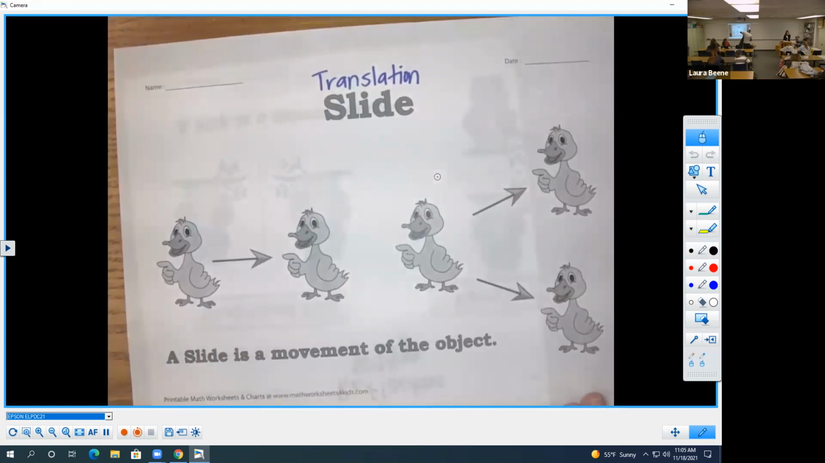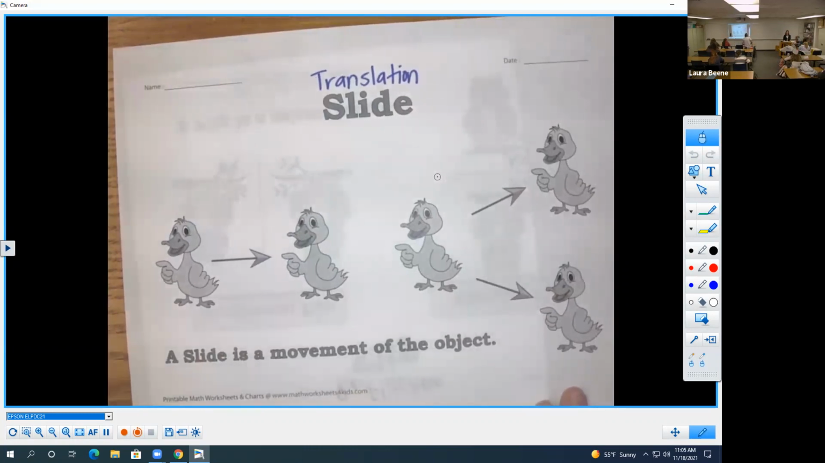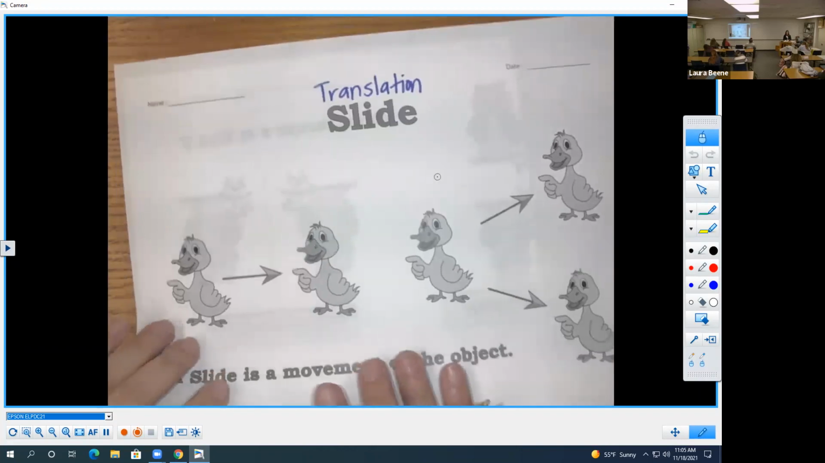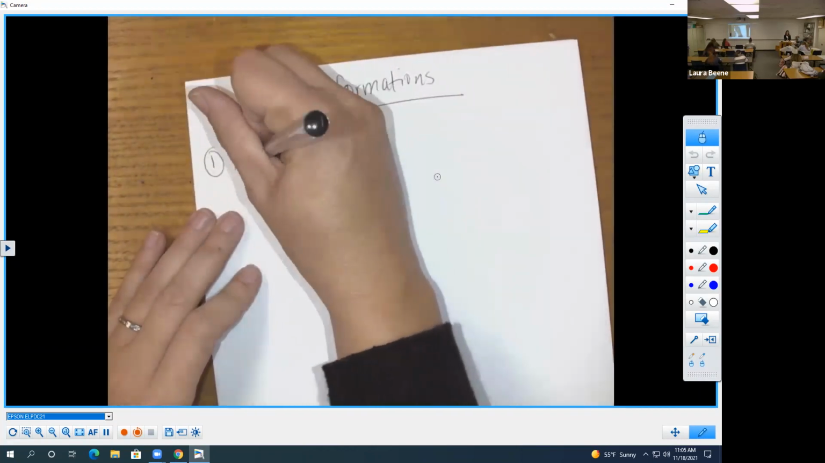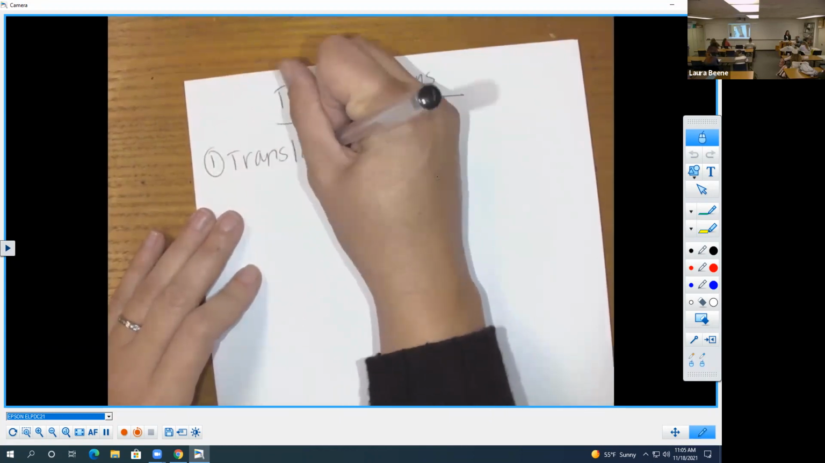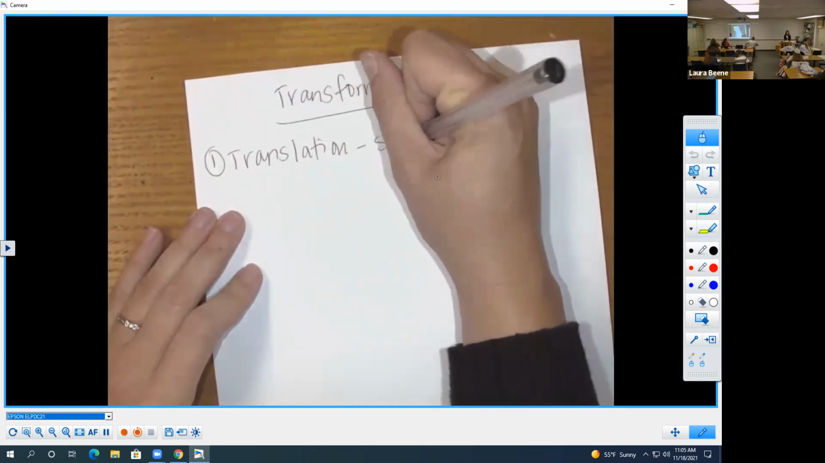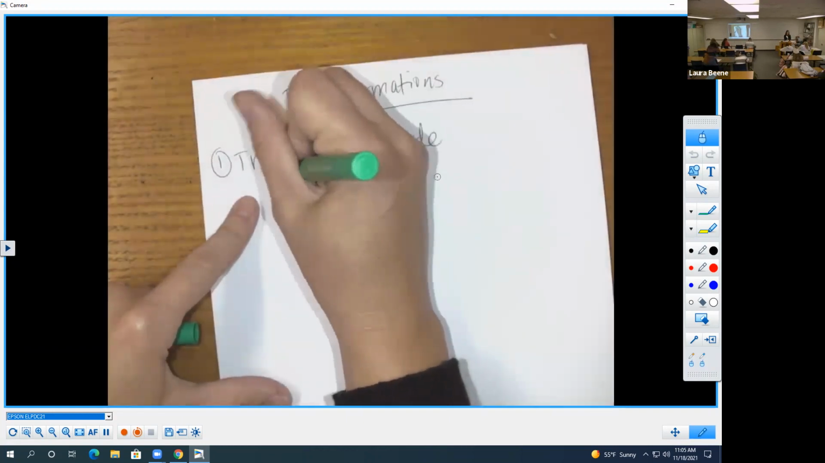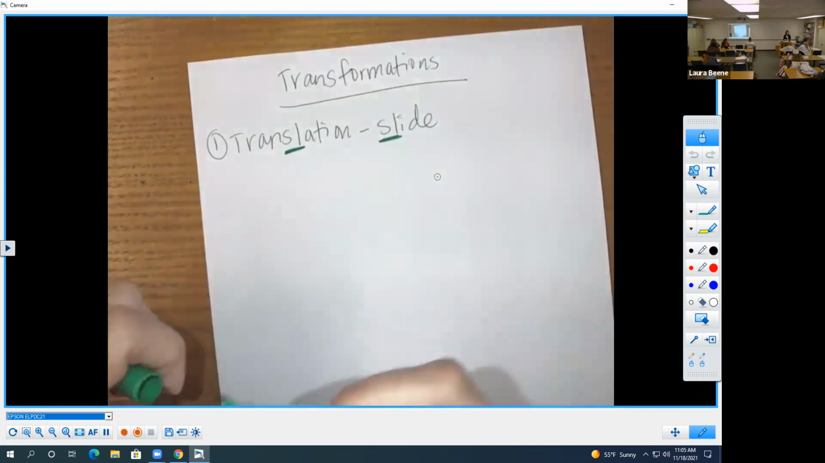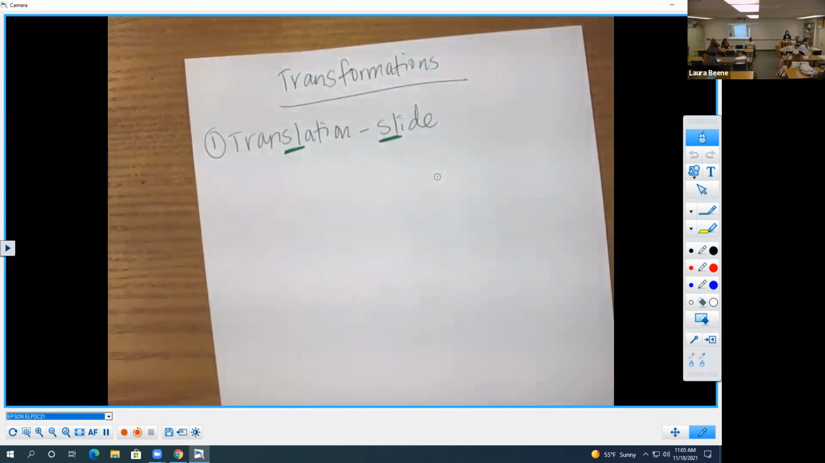It's literally just picking it up and moving it to the left, to the right, up, down. You don't turn it, you don't flip it, it's just sliding it around, okay? So one type of transformation is called a translation, which is a slide. The way most people try to remember this is there's an SL in both of them, translation and slide.